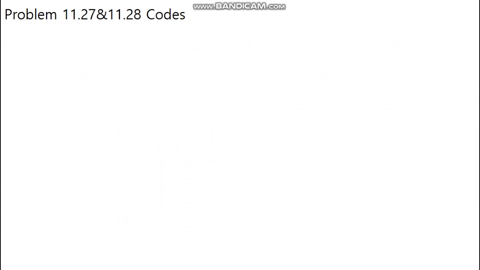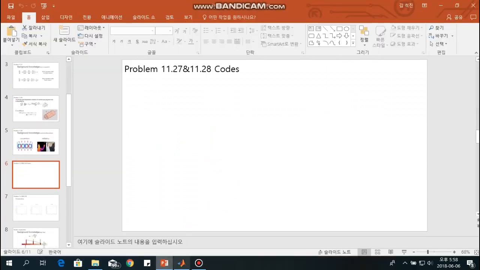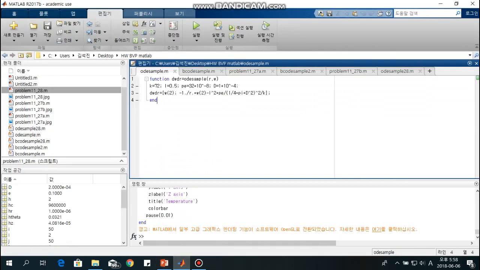Problem 11.27 and problem 11.28 codes. This code is the code for the second derivative of heat. This code is for the boundary condition. YA means the value at point A. Also YB means the value at point B. The number inside the bracket means the value of the dependent variable and its first derivative.